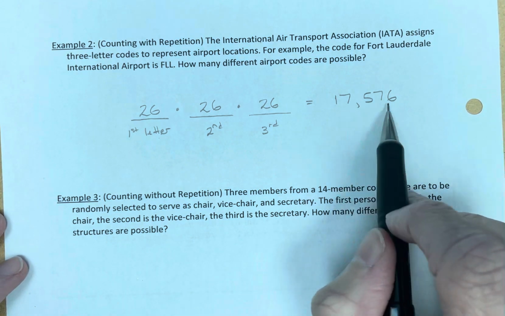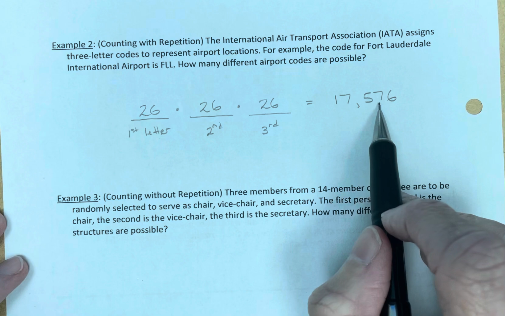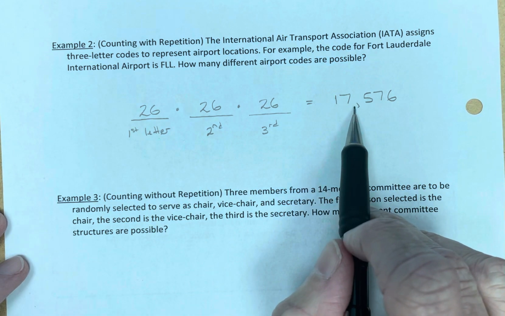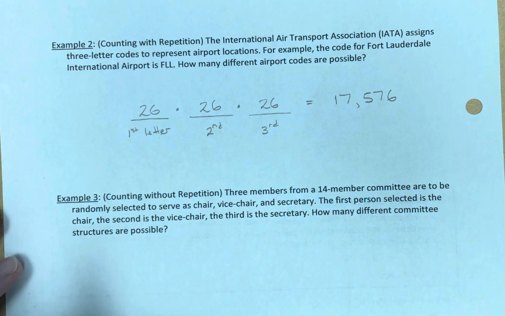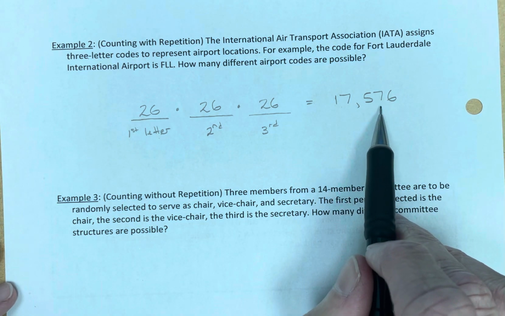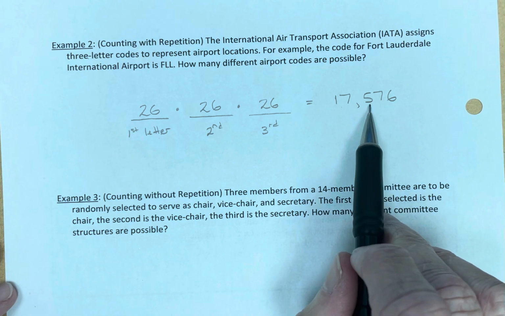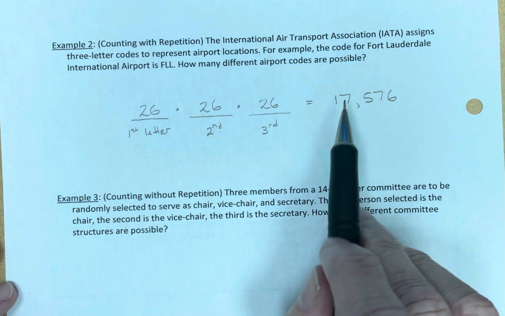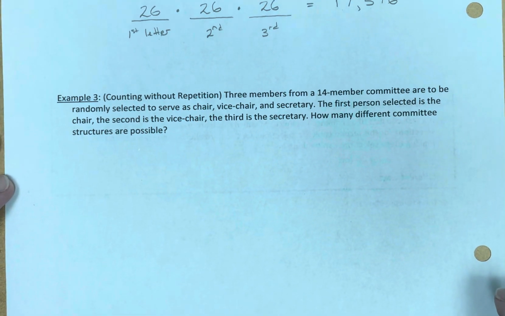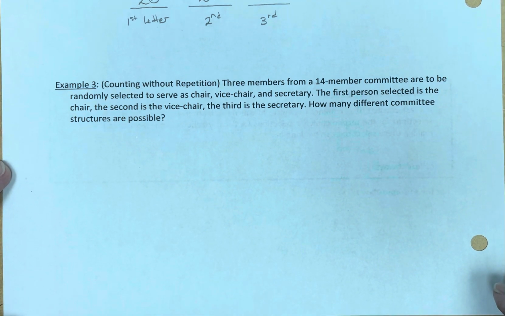I don't think we have 17,500 airports on the planet. If I'm not mistaken, yeah, I think that's a lot of airports. But I don't know how many we have. I'd be kind of curious to maybe do a Google on that one. How many airports do we actually have? Okay, let's take a look at counting without repetition.